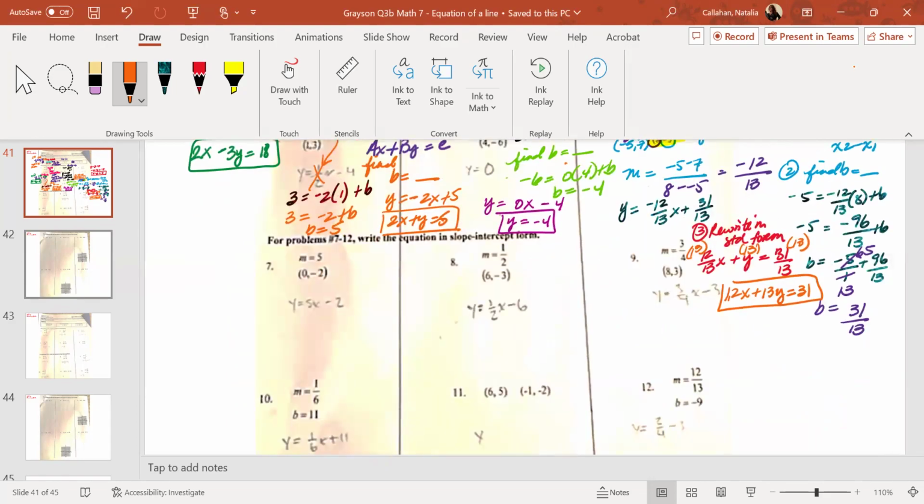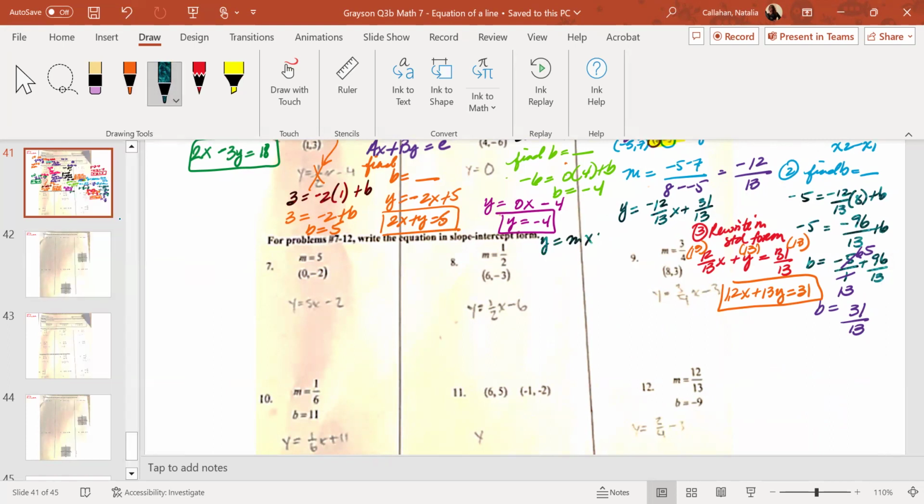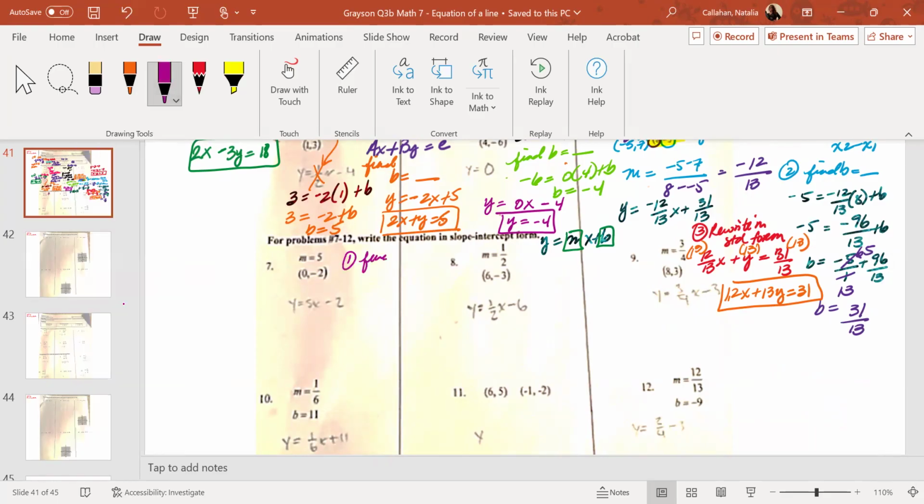Write the equation in slope-intercept form. Since that's in slope-intercept form, first thing you want to do is write it down. That's y equals mx plus b. What are the two things you need? Yeah, so make sure you know that, okay? All right, so number 7, what do you need to find? And then that's what you need, right?